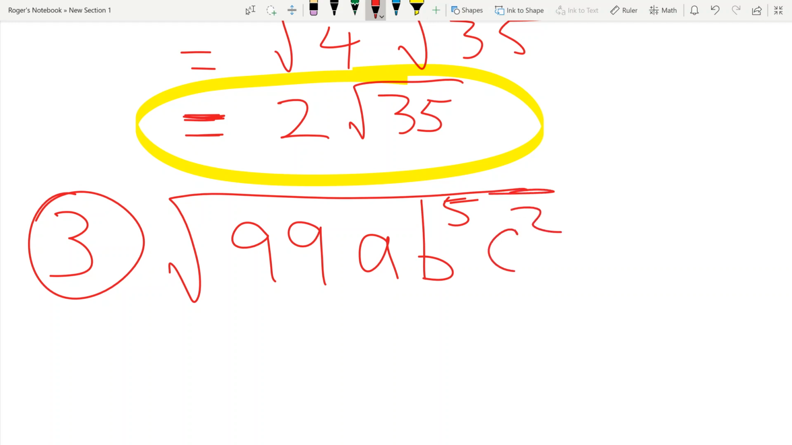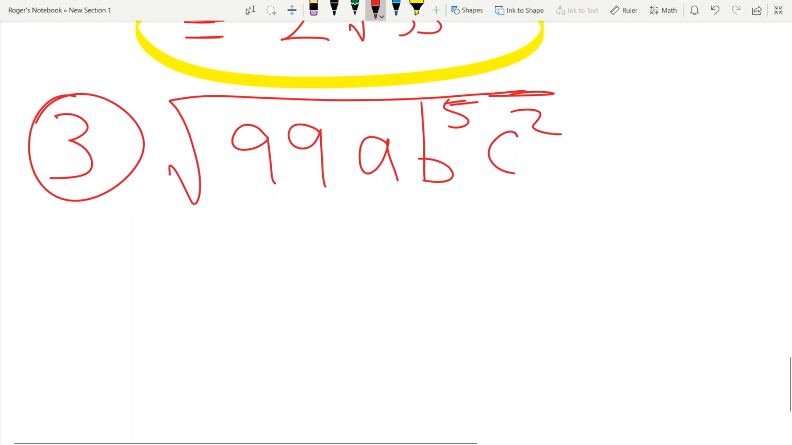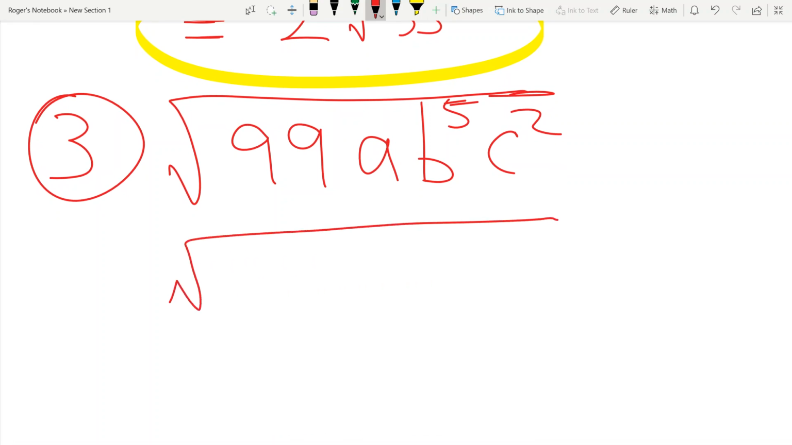Okay, so you study that for a little bit. The 99, not too difficult to deal with. What are the factors of 99? Well, I suppose you could say 33 times 3, but then 33 is 3 times 11, and 3 times 3 is 9. So how about this one?